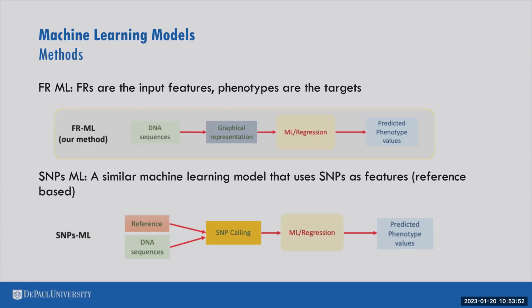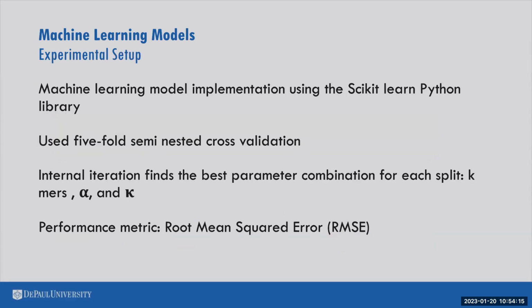So in this one, we are not using any reference. It's all completely de novo, but here we use a reference. That's how you would generate your SNPs, just to see how our machine learning method using the frequented regions from a graph worked compared with a machine learning model using SNPs generated using alignments. Right, so these are some of the machine learning experimental setup.